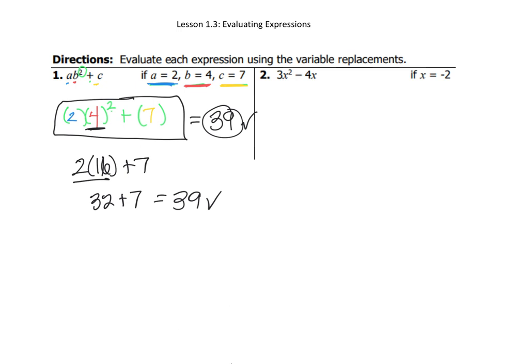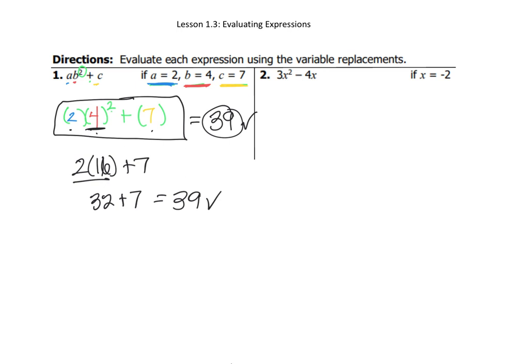If you like working it out by hand, I still recommend typing it into your calculator to check. But again, if you don't have parentheses around everything, you could end up with a wrong answer. And I'll show that on number 2 here in a minute.